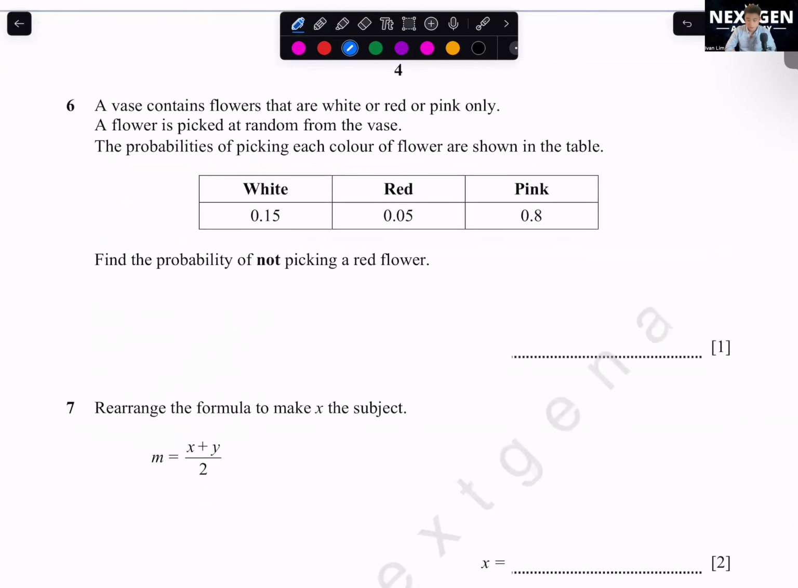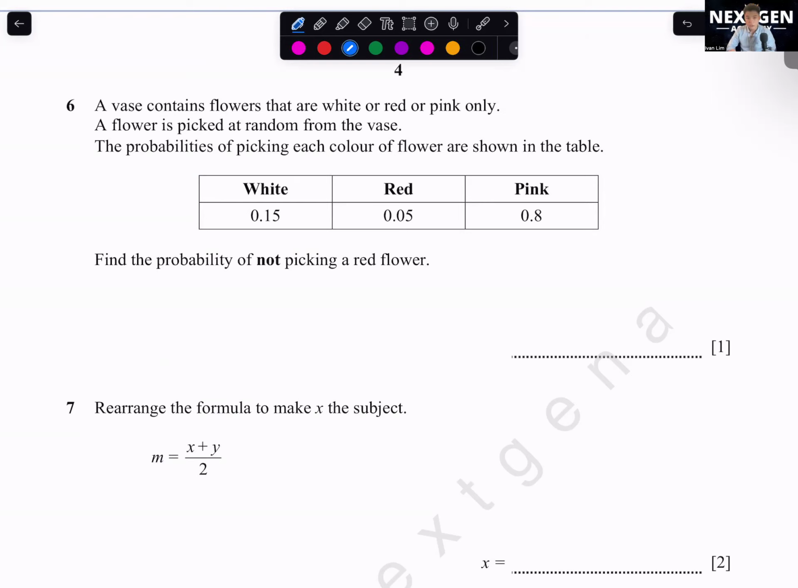Okay, number 6. A vase contains flowers that are white or red or pink only. A flower is picked at random from the vase. The probabilities of picking each color flower are shown in the table. Find the probability of not picking a red flower.